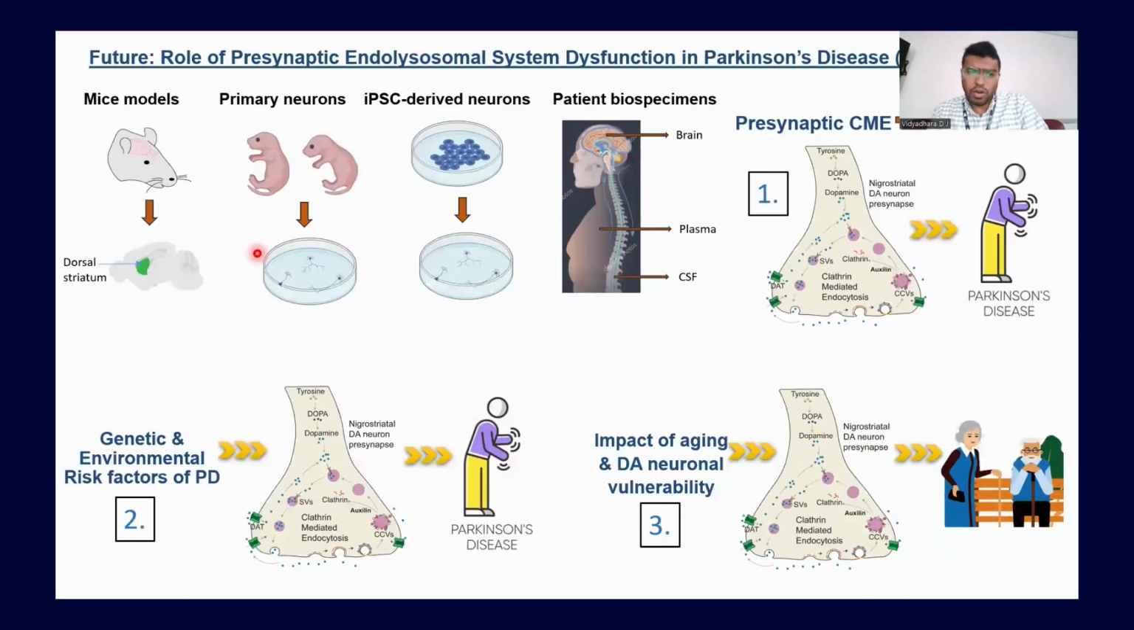Going forward, I'm going to really go deep into it by also using primary cultures, iPSCs, and patient biospecimens to clearly establish how presynaptic endocytosis deficits lead to Parkinson's disease, and take it one notch further to see whether various genetic and environmental risk factors of Parkinson's lead to Parkinson's disease through the same mechanism. And I'm also interested in studying the impact of aging, because aging is a major risk factor for Parkinson's disease. So, study the impact of aging on presynaptic endocytosis.